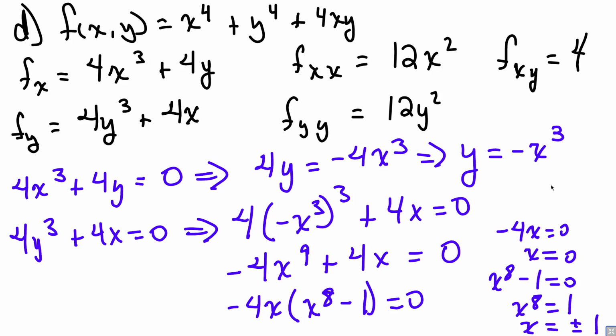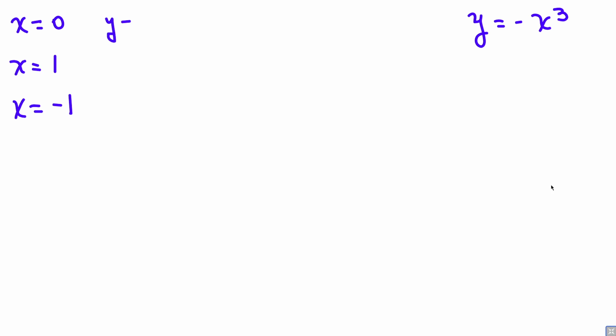Okay, all right. What we're going to do now is find all the points. Now that we have the x values, x is equal to 0, x is equal to 1, x is equal to negative 1. Let's keep in mind that y is equal to negative x cubed. So if x is 0, what's y going to be?